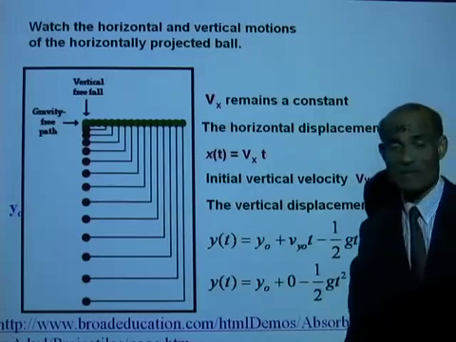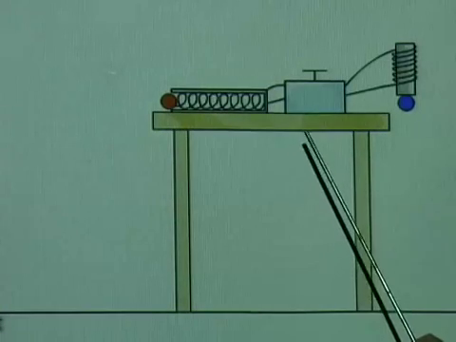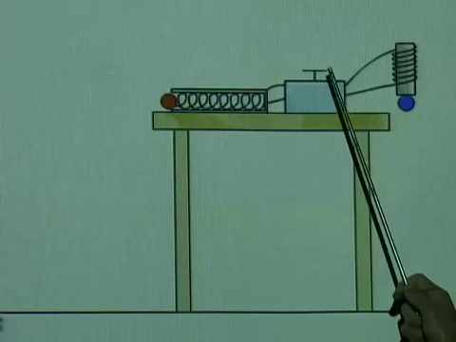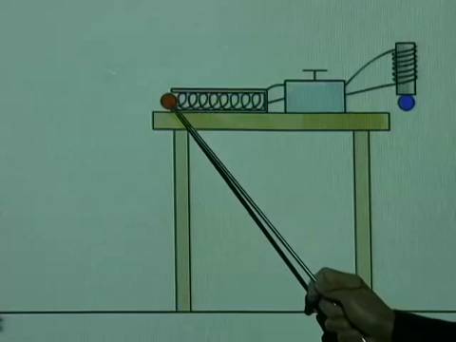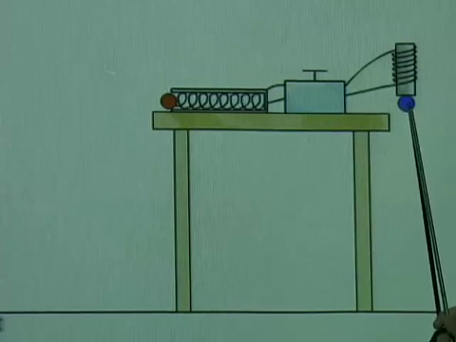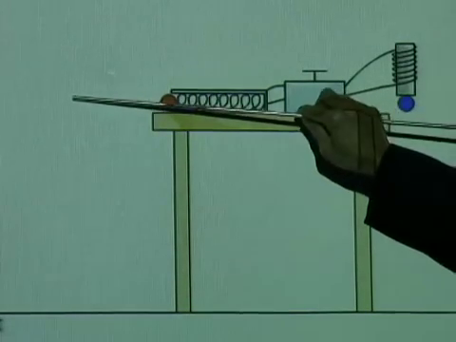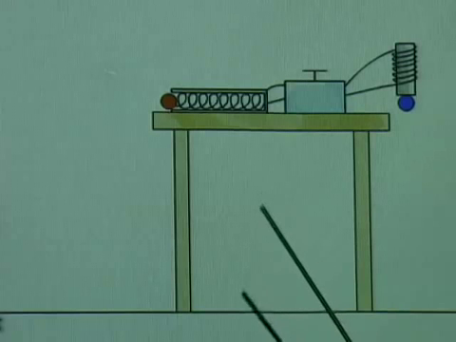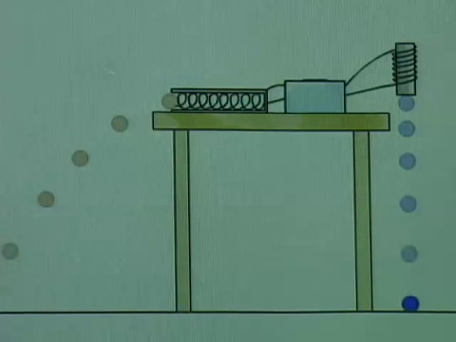Okay? Let's have a look and see if you can make this a little more convincing. Here I have an experimental arrangement whereby the flip of a switch can drop this ball and fire this ball horizontally that way. So you're going to have a blue ball dropped vertically and the red ball projected to the left with a horizontal velocity. Now watch the motions of these two balls. I'm going to flip the switch and watch the motions of these two balls. Now what do you see here?